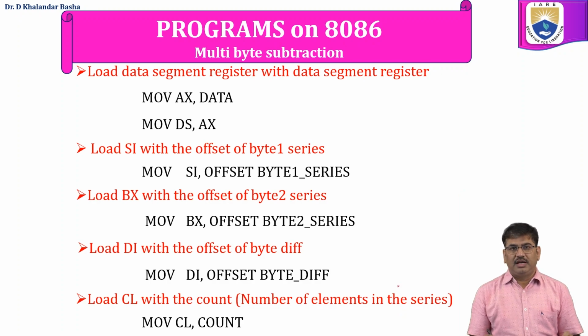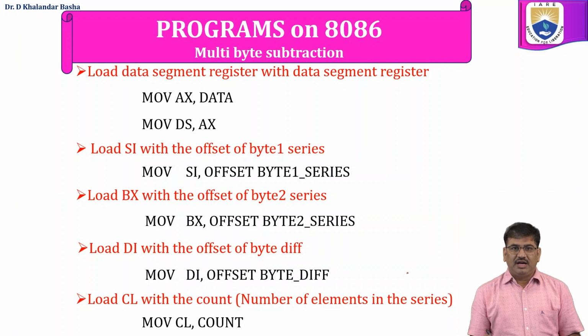As the address for the data segment will be assigned by the assembler, we will fetch that address and store it into the data segment register by using two instructions, that is MOV AX, DATA followed by MOV DS, AX. As 8086 does not support moving immediate data into the DS register, the immediate data is first loaded into the AX register, and from the AX register it goes to the data segment register.